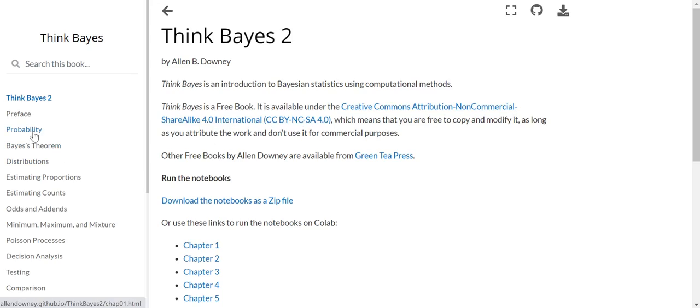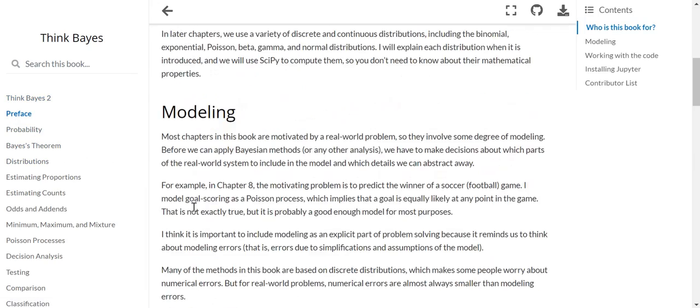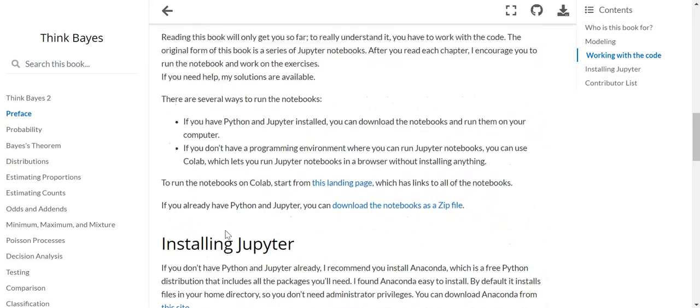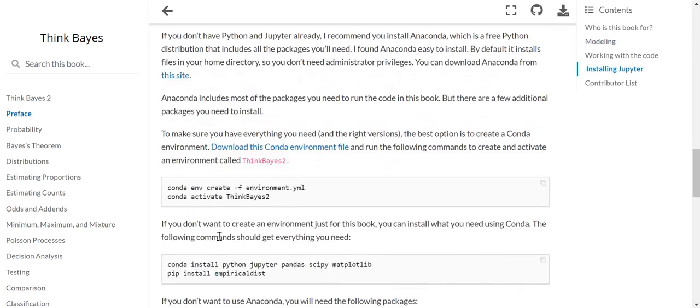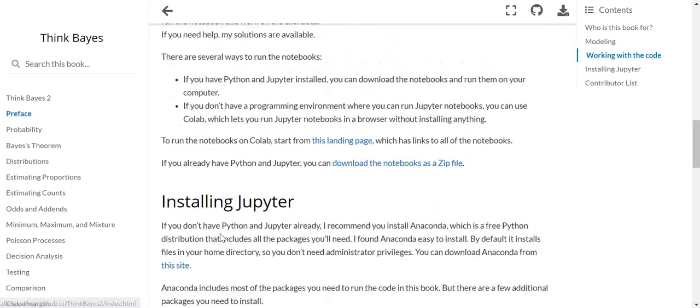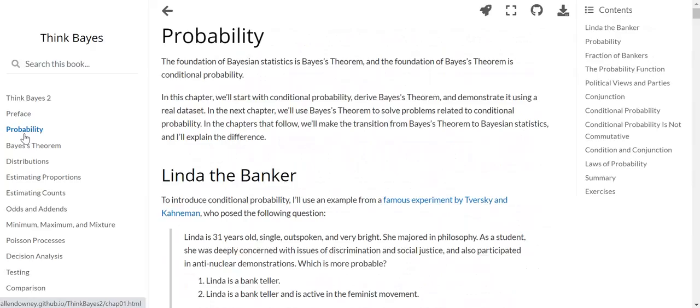But I'm going to use the website which he has put up. So let's just start off with the preface. I'm not going to focus on the preface because it focuses more on how to set it up and who it is for. I need to revise this, so let's just dive right into it.